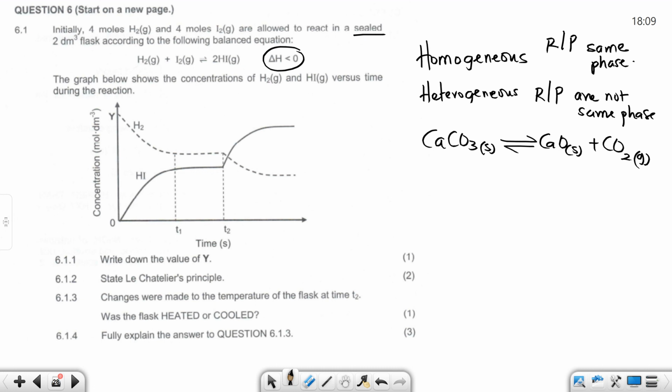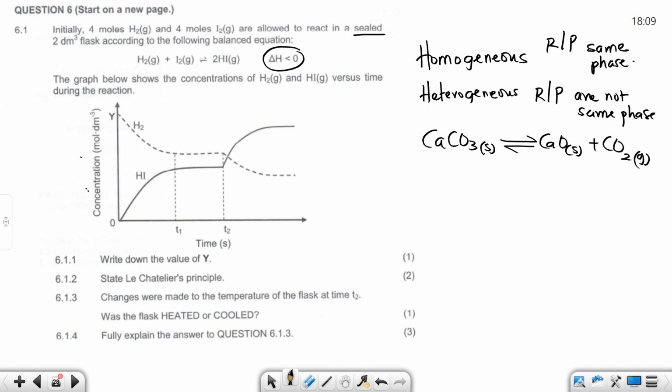Anyway, what do we know about temperature? What do you know about temperature? Increase in temperature will favor the endothermic. All right, let's see something. The graph shows the concentrations of X and Y, or of H and HI. I saw Y there and I'm making it X.